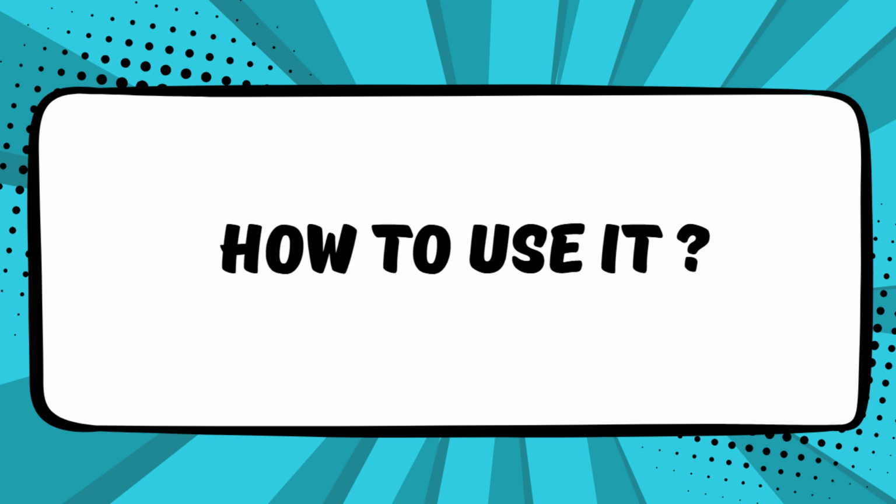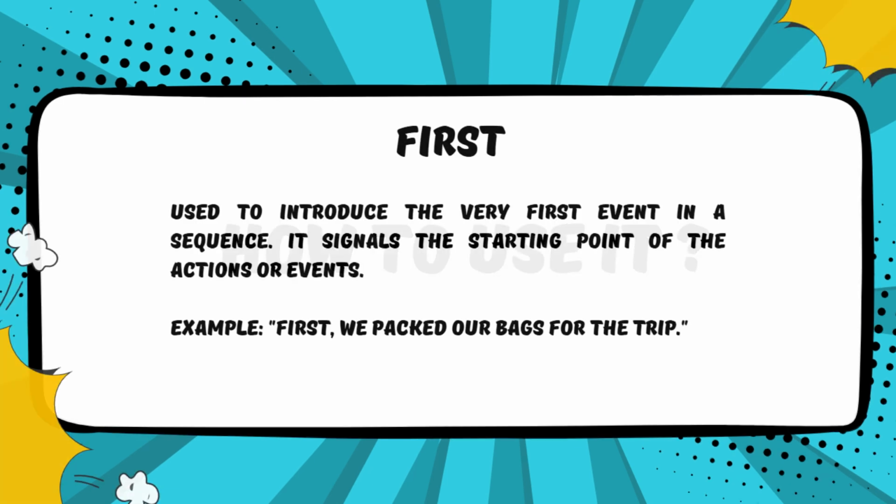Then, how to use it? I will explain to you so you can understand and use these adverbs properly. The first one is first. How to use it? First is used to introduce the first event in a sequence. It indicates the beginning of the story or the starting point of an action or event. For example, first, we packed our bags for the trip. From this sentence, we can assume that it is the beginning of the story.